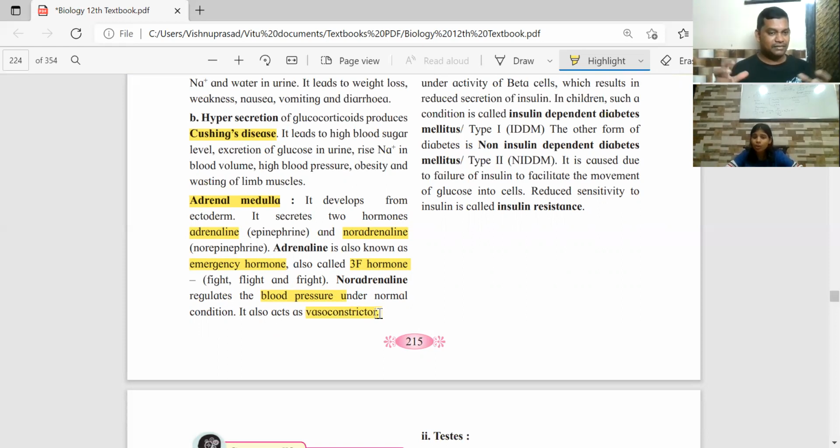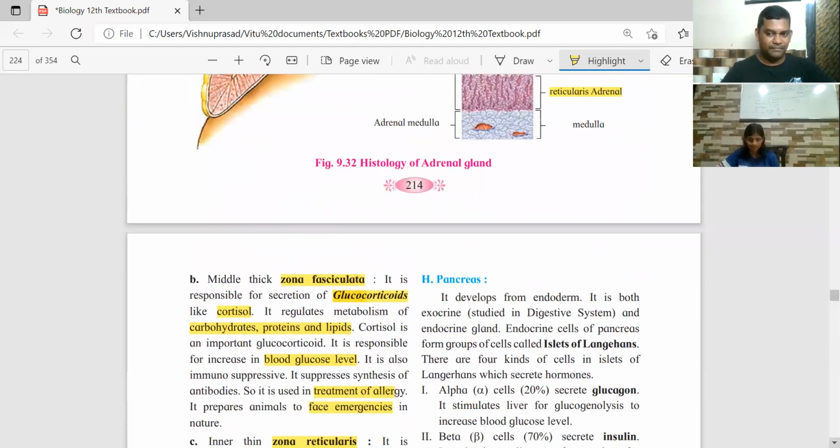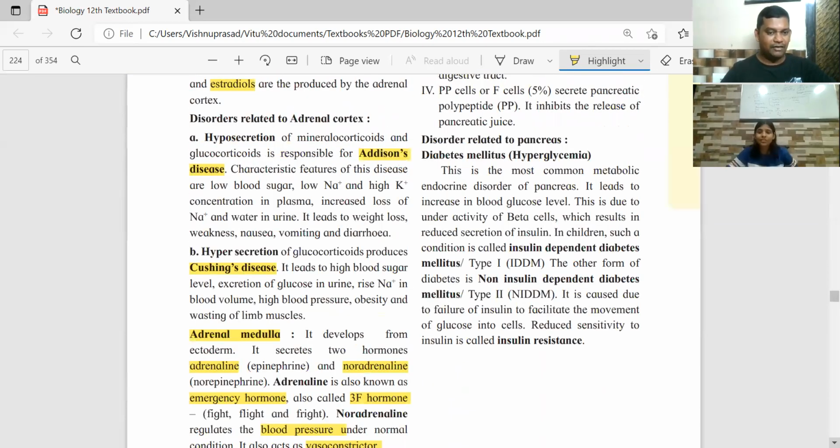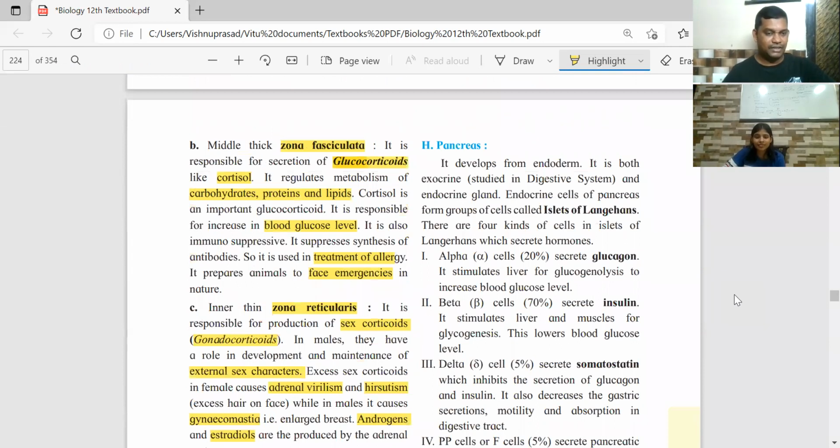What is a vasoconstrictor? I told you about vasodilation and vasoconstriction earlier. Vasoconstriction is narrowing the lumen of the blood vessel; widening it is vasodilation. So noradrenaline acts as a vasoconstrictor. Understood this properly? Understood, in the adrenal gland.